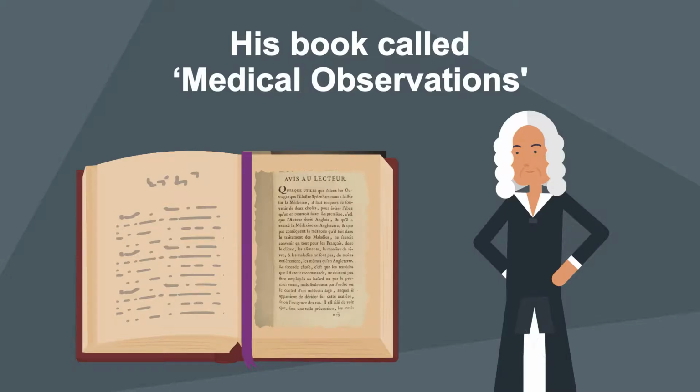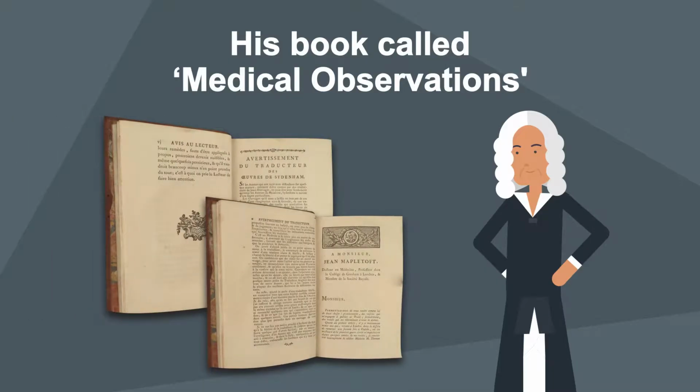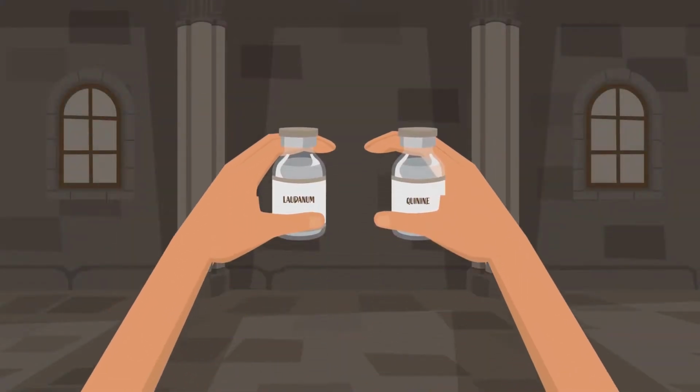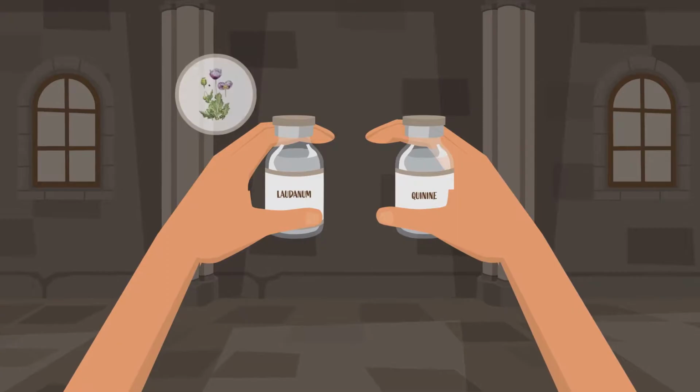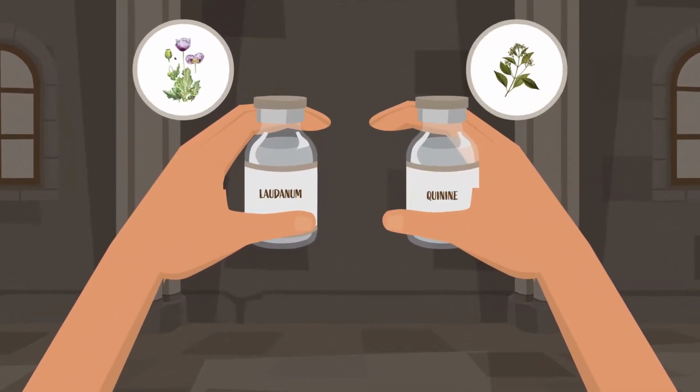In 1676, Thomas Sydenham wrote down all his great ideas in his book called Medical Observations. Nice that he used a catchy title this time. In this book, Sydenham not only classified types of diseases but also recorded treatments. He was the first doctor to introduce laudanum, extracted from opium as a painkiller, and quinine, which came from the bark of the cinchona tree, to treat malaria.